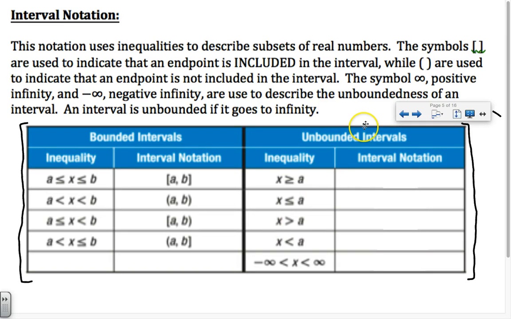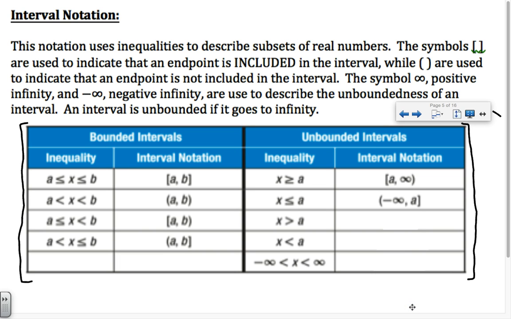If we start shifting to unbounded intervals, it means that one of these symbols on the inside of the interval is always going to be infinity or negative infinity. So you have to start thinking, if x is greater than or equal to a, then a is going to be the smallest possible number that I can have, and so the interval is going to go from a to positive infinity. And if x is less than or equal to a, that means that a is going to be the largest possible number that I can have, and so it's going to go from negative infinity to a.